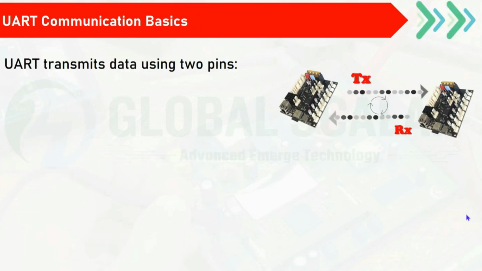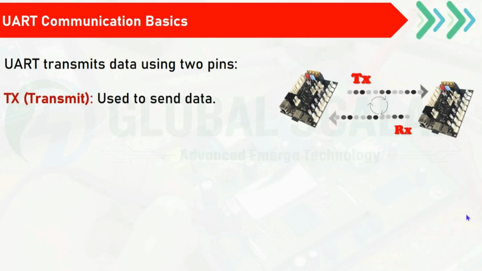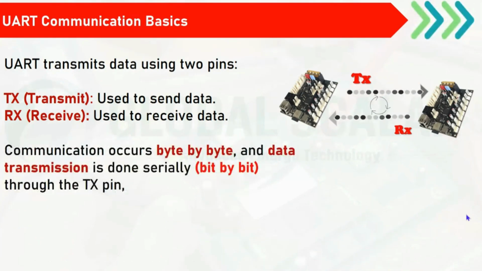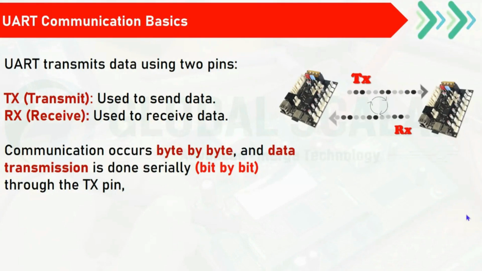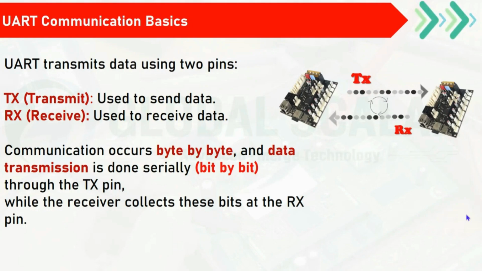UART communication basics. Here UART data transmits using two wires. Those two wires are TX, which is used to send the data, and RX, which is used to receive the data. The communication occurs byte by byte, and data transmission is done serially, bit by bit, through the TX pin. At the receiver end, it collects the data with the help of the RX pin.